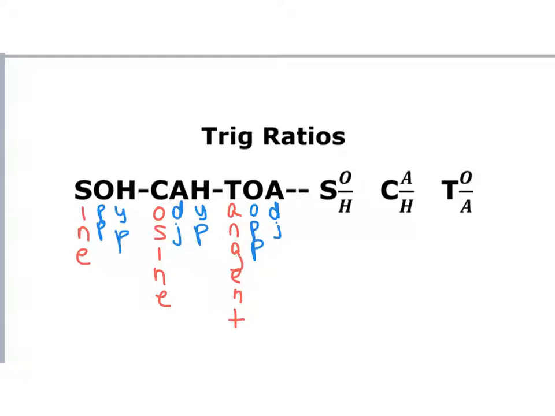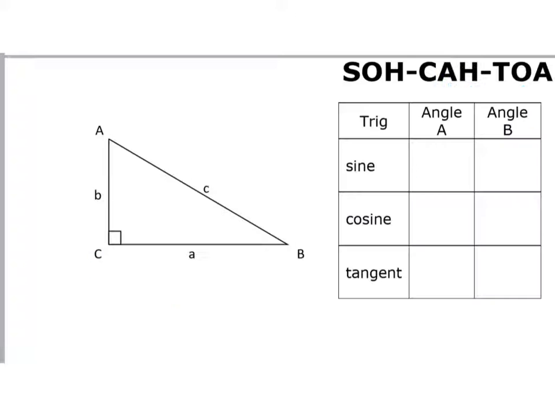So the sine is the ratio of what over what? The opposite over the hypotenuse. The cosine is the adjacent over hypotenuse. And the tangent is the ratio of the opposite over the adjacent. I put an extra A there. That's okay.